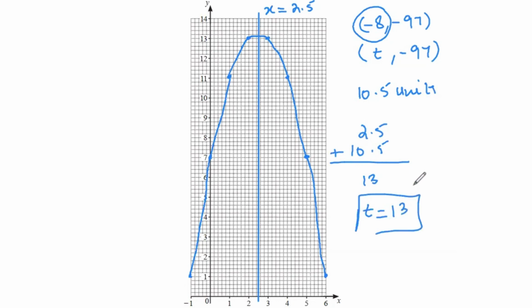Remember, they're talking about the line of symmetry. That means the points are going to be equidistant from the line of symmetry. So if -8, -97 is on the left-hand side of the line of symmetry, t, -97 is going to be on the right-hand side. And since for the line of symmetry we compare the x values, because the y values, as you can see, are the same, from -8 to x equals 2.5 we're walking 10.5 units. So on the other side, we're again going to walk 10.5 units towards the right-hand side, and we will reach x equals 13 over there. Hence, t is 13.